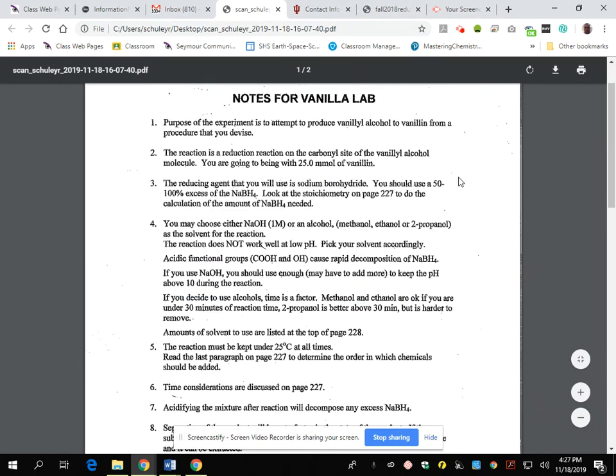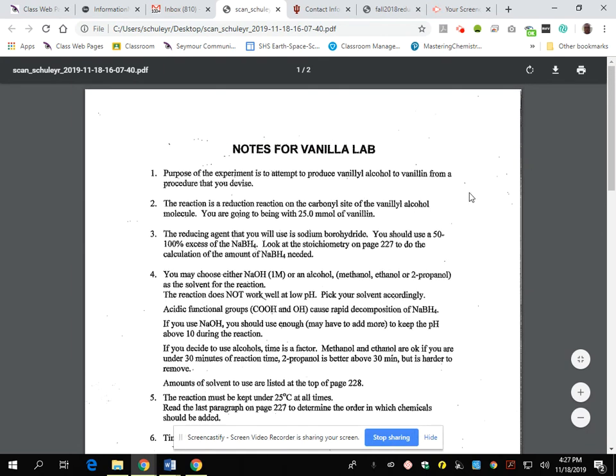And here are the notes that I have for this on what I want you to do. Obviously, I want you to attempt to produce vanilla alcohol from vanillin by a procedure that you devise. The only parameter I'm going to give you is you're going to start with 25 millimoles of vanillin. We're going to use sodium borohydride.